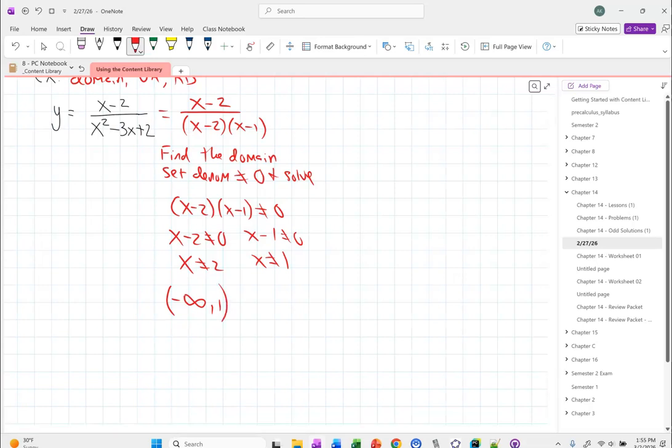Everything less than 1, but not including 1, or not everything greater than 1, everything from 1 to 2 though, and then everything greater than 2. Everybody okay with what I've done there? Notice that those U's stand for or. That's the union symbol. Is everybody okay there? Okay.